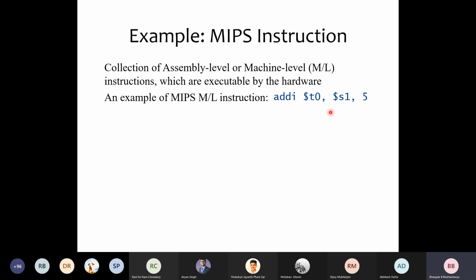Remember that the size of S1 is 32 bits, the size of T0 is also 32 bits, right? And this is 5, and this is added. I already told you that the length of the instruction is 32 bits, right? So there are 4 items here: one is addi, one is $t0, another is $s1, and 5. So there are 4 pieces of information here, and these 4 pieces of information must be encoded in an instruction whose length is 32 bits. Clear?